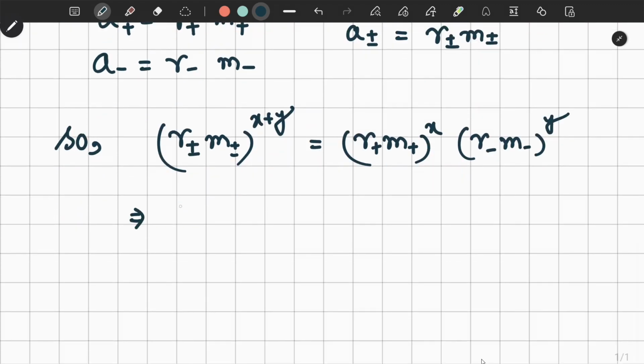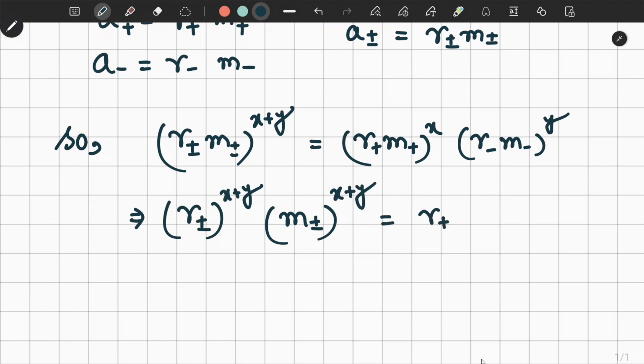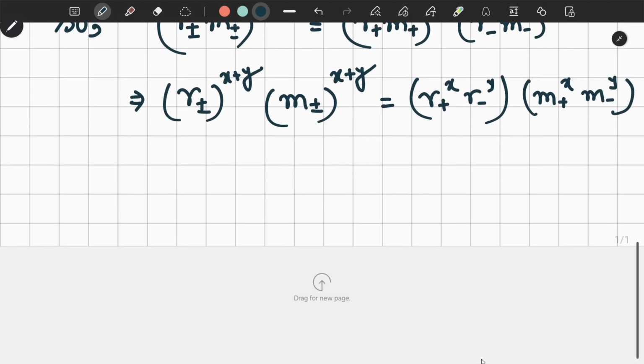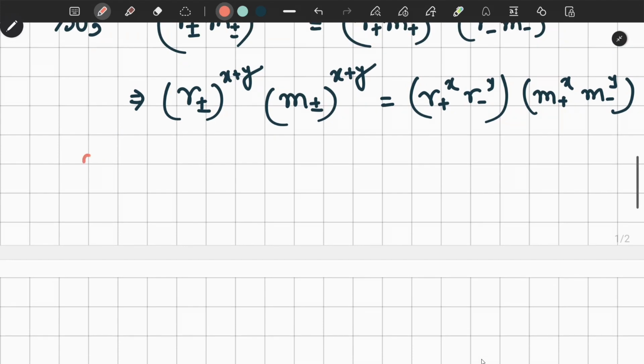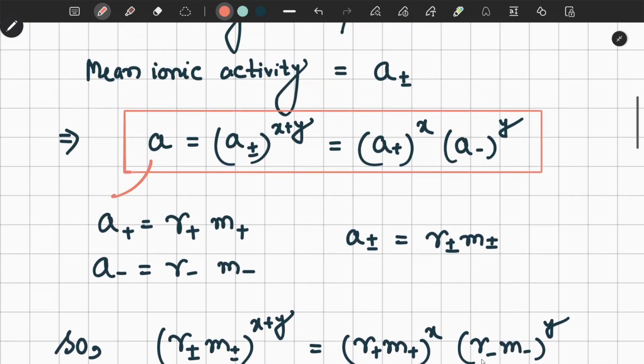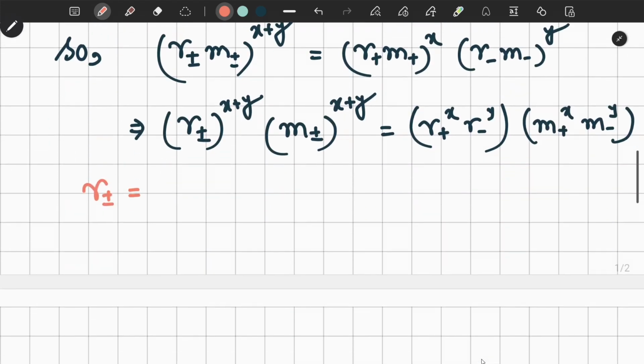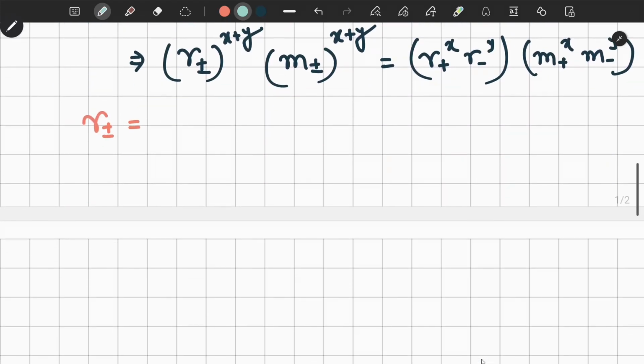So from here we can write this. Just by comparing, we can finally write that gamma plus minus is also the mean ionic activity coefficient. This is called activity coefficient. These are all activity a. This is concentration, and this gamma is the activity coefficient. So similarly, this is called mean ionic activity coefficient.